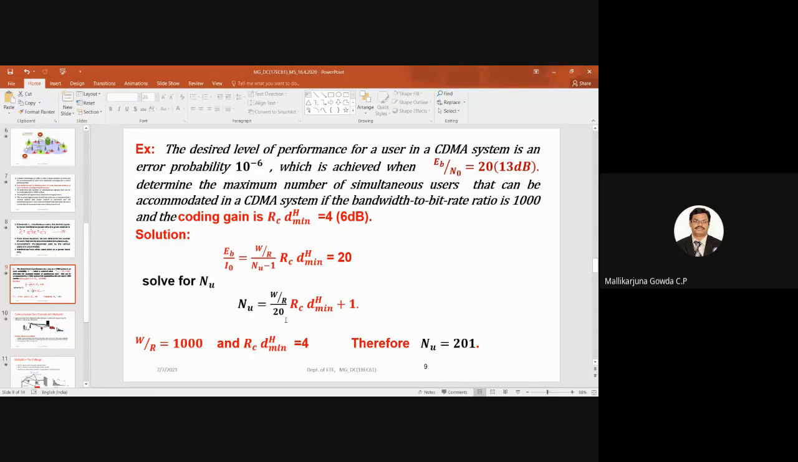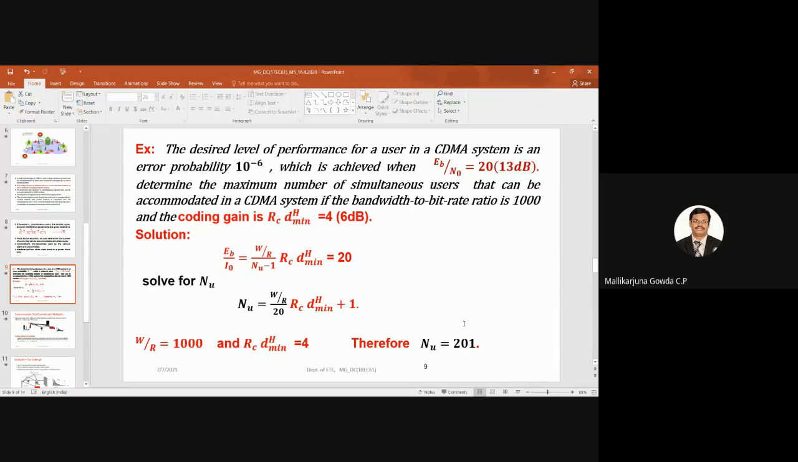Yes, 1000 by 20 is 50. 50 into 4, because RC D minimum H is 4, right? So 50 into 4 is 200. 200 plus 1 is 201, right? So hence we say the number of simultaneous users that can be accommodated with this specification is 201.